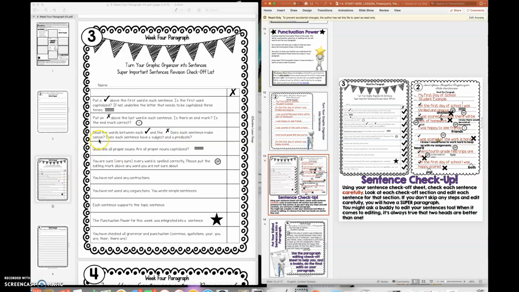Read the words between the check mark, the beginning word, and the X, the last word. Does each sentence make sense? So you're going to say, on the first day of school, I was thrilled and anxious. Does that make sense? Yeah, it does. Okay, there's one here where they put awk, and that's for awkward because it says, I was scared of the work is hard.